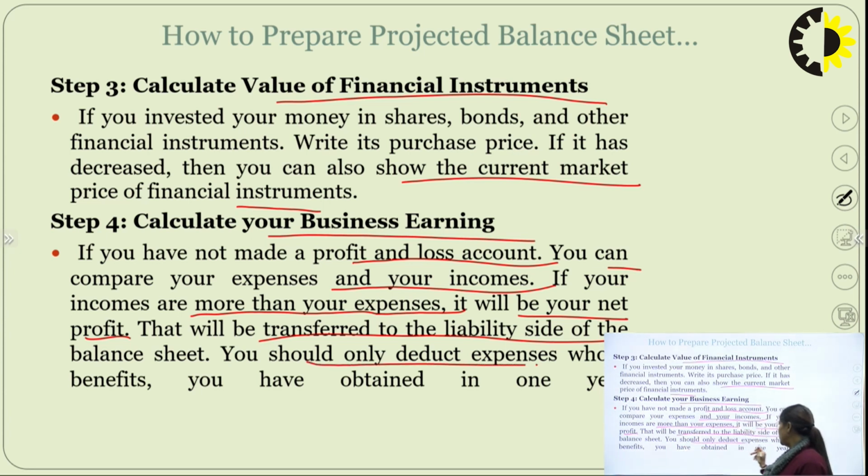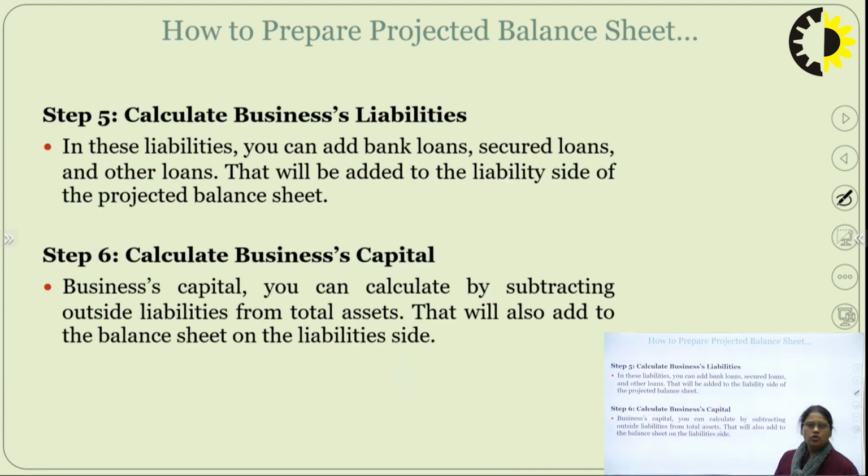You should only deduct the expenses whose benefit you have obtained or have to obtain in a single year. Now we have to calculate the business liability, as we did for the current asset and fixed asset value. We also calculate the liability values. In the liability you can add bank loans.